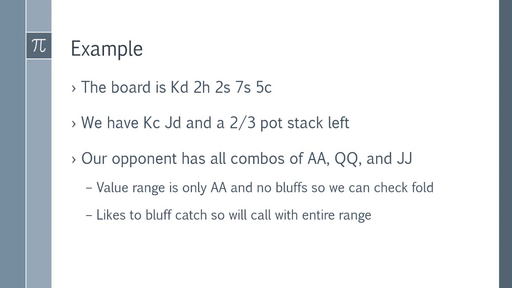We also know that he does like to bluff catch, so if we do bet, the opponent is going to call with his entire range. So the question is, do we check in this situation and fold to the bet because we know he's only betting aces, or do we bet all in and try to get some value in this case, even though we know that he has some better hands in his range?